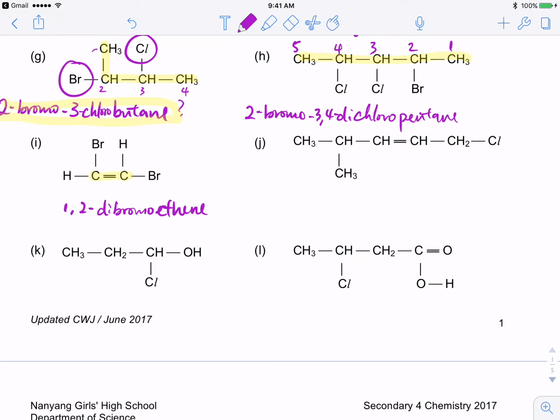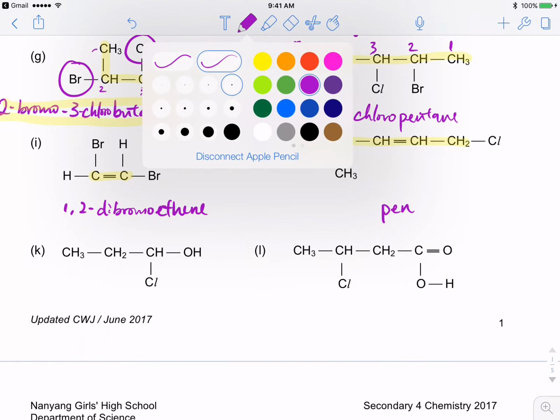J. Okay, let's see. What's the longest chain? It's just like this. Okay, 1, 2, 3, 4, 5. So it's pentane. Okay, the one with priority, the functional group, will be the ene. So, my number is 1, 2, 3, 4, 5, or 1, 2, 3, 4, 5. Okay, the first way, then it will be 2-ene. So, we should number it as 1, 2, 3, 4, 5, from right to left.